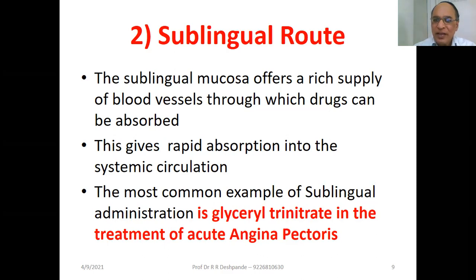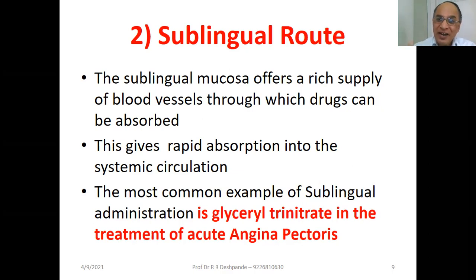The most common example of sublingual administration is glyceryl trinitrate. Glyceryl trinitrate GTN tablet is used in the treatment of acute angina pectoris, heart pain due to exertion, for immediate relief. If you take it, that is also called a therapeutic test.